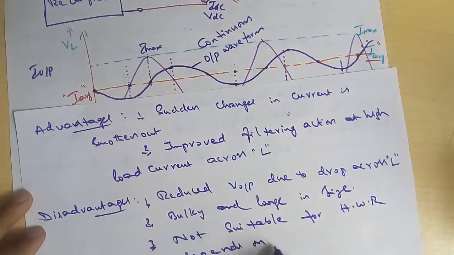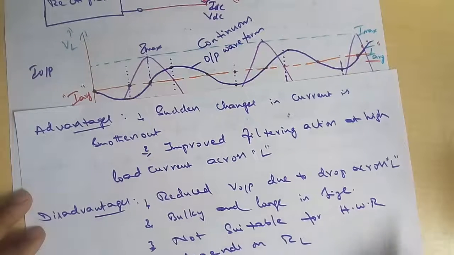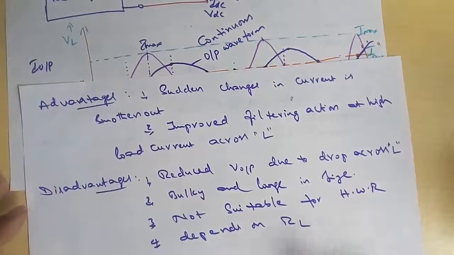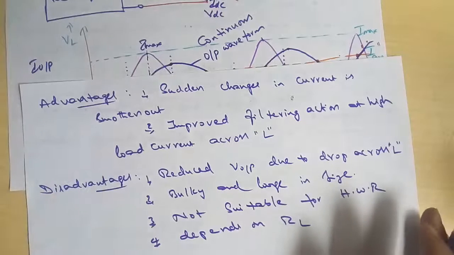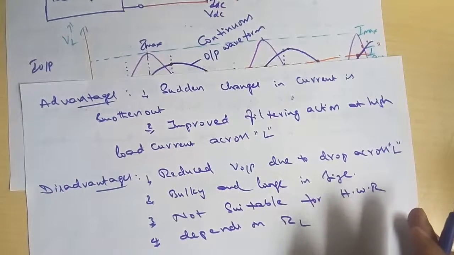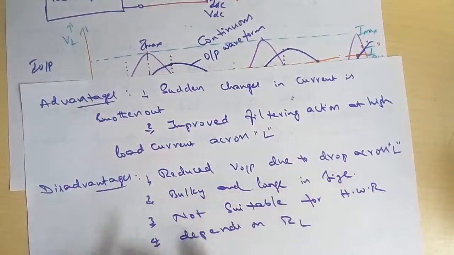Another one is that it depends on the load resistance RL. The filtering action depends on the load resistance RL, right? So as the load resistance decreases, there are ripples across the output. These are the disadvantages of this filter, right?